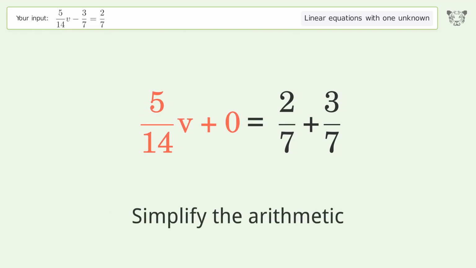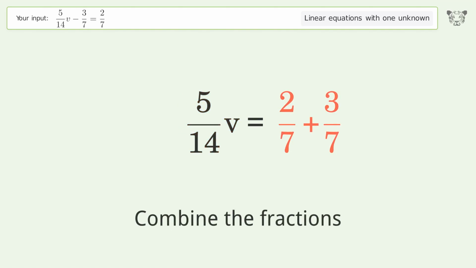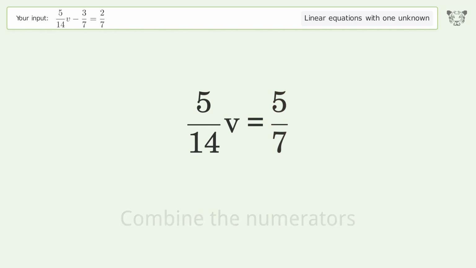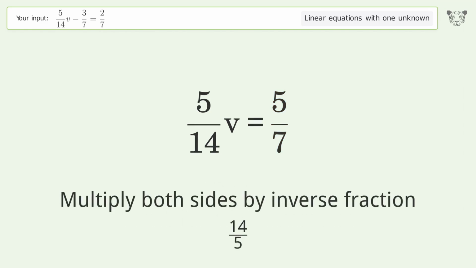Simplify the arithmetic. Combine the fractions. Combine the numerators. Isolate the v. Multiply both sides by inverse fraction 14/5.